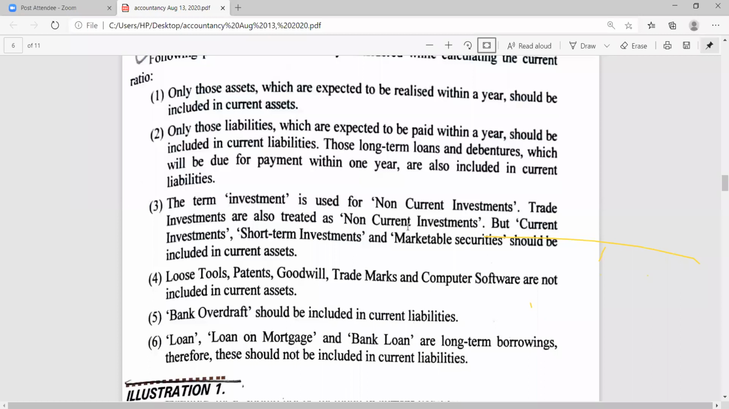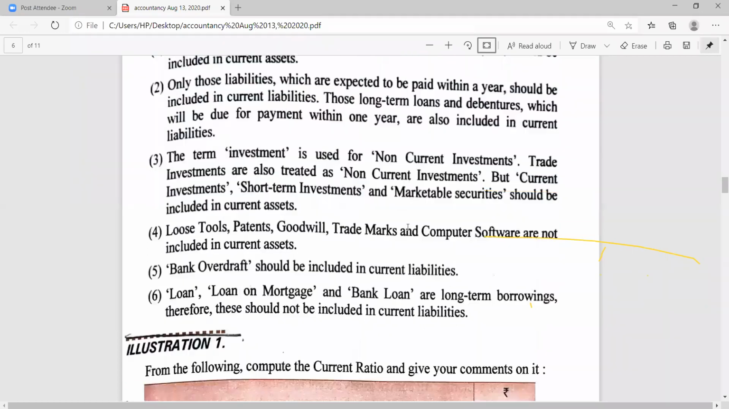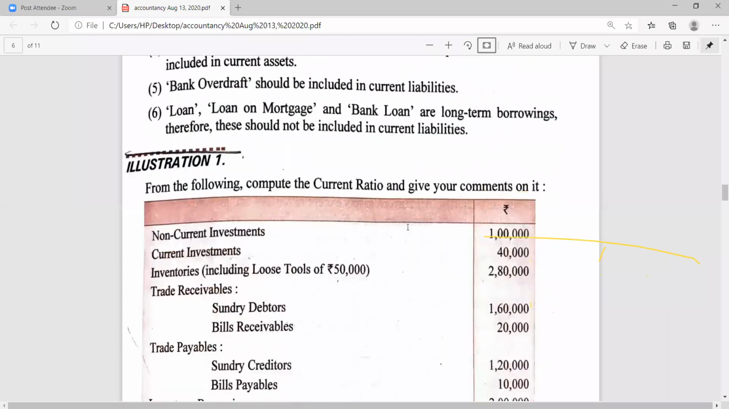Bank overdraft should be included in current liability. Loan, mortgage loan, bank loan, and long-term borrowing should not be included in current liabilities. So these are the points that should be considered very carefully while calculating the current ratio.